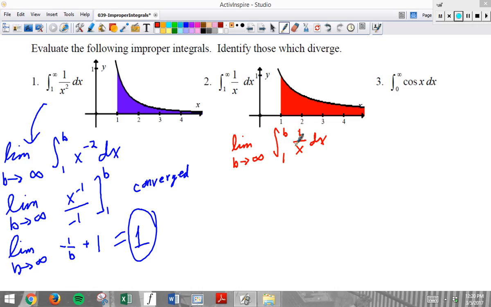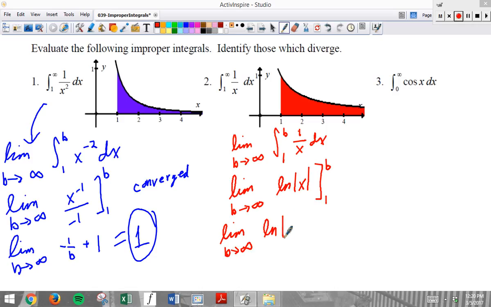Now the reason I don't write this as x to the negative 1, I hope you all know x to the negative 1 is the only one that the power rule, the reverse power rule, doesn't work for. Instead, you need to know that this is the derivative of a very important function. This is the derivative of natural log. So its antiderivative is natural log. With the absolute value sign, please.